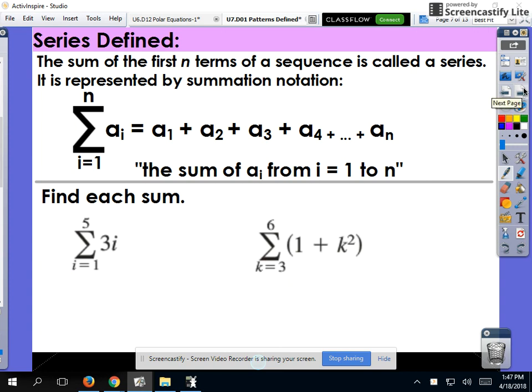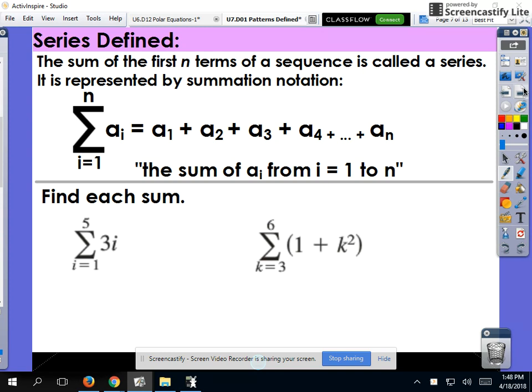Let's move into series. So a series, let's take a breath. Everybody breathe in and breathe out. Sequences, pretty great, pretty simple, easy to understand. A series is the sum of the first n terms of a sequence. Okay, so if I said, hey, let's add up the first 5 terms, let's add up the first 10 terms, then that would be called a series. The sum of a sequence is a series.